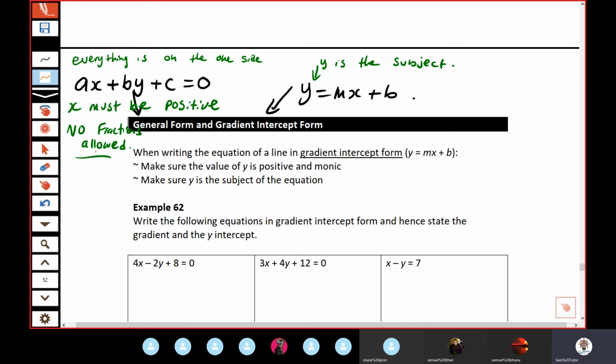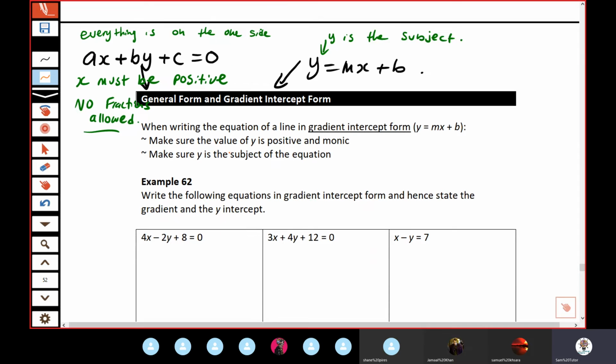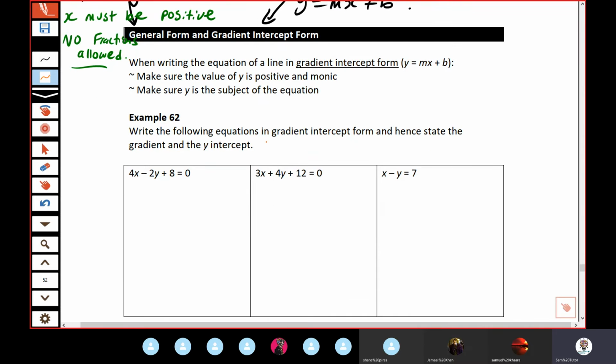All right, so let's see how we go with this. It says write the following equations in gradient intercept form and hence state the gradient and the y-intercept. Okay, so I'm going to make y the subject. Samuel, let's start with you. I need to make y by itself. What are you going to move?